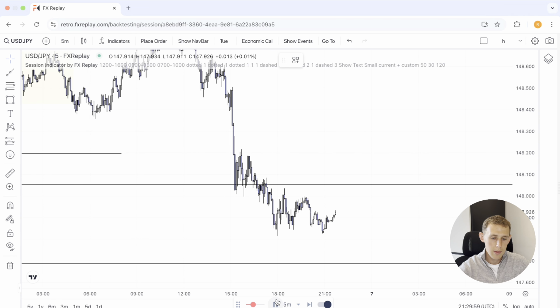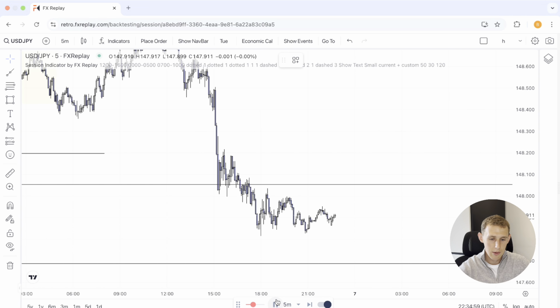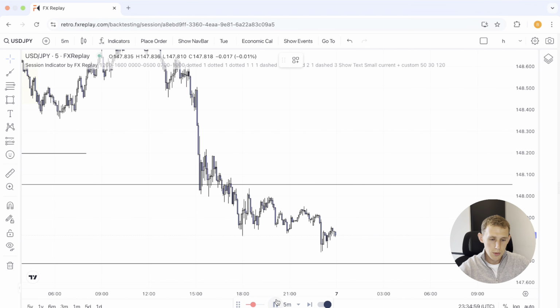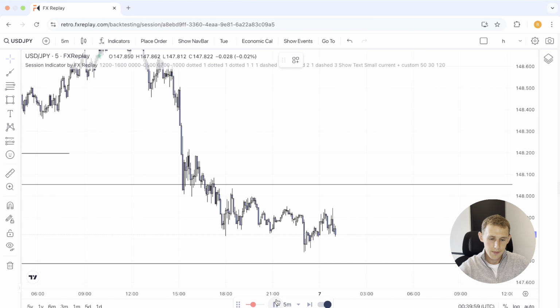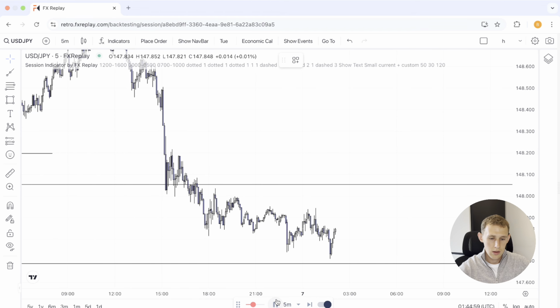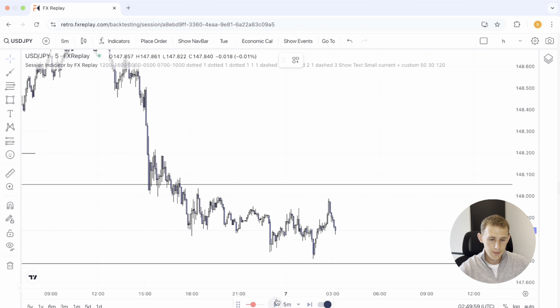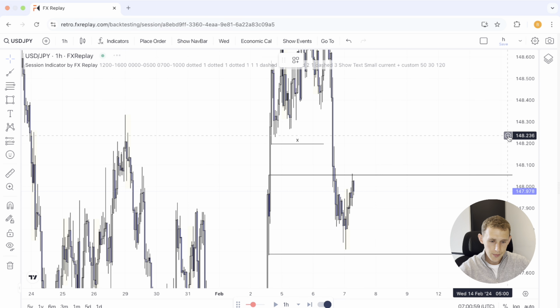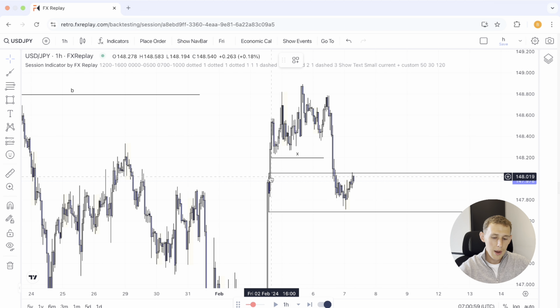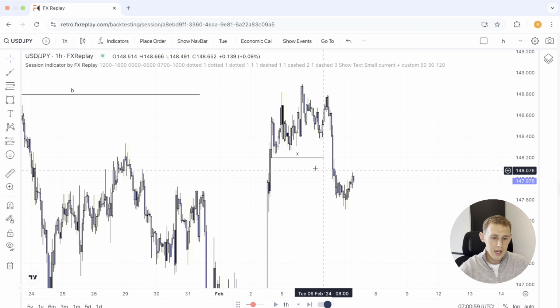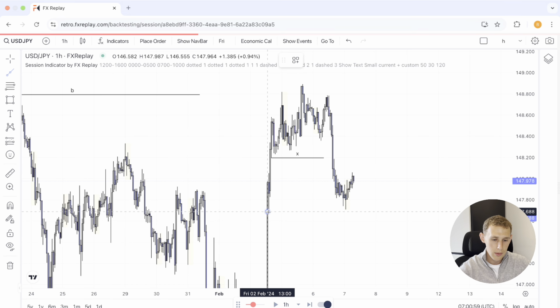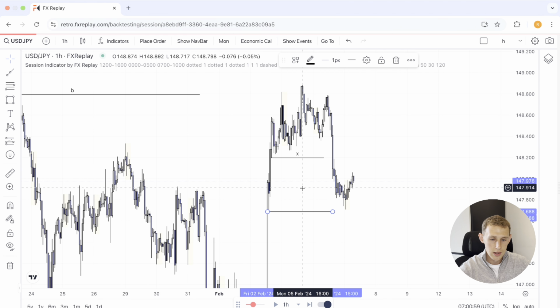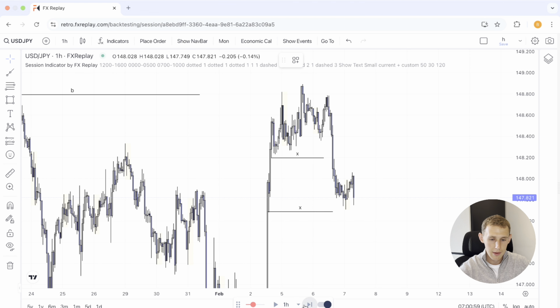Quite corrective at the moment, so just waiting to see how this plays out. A sweep of this demand would also be valid. Okay, fast forward Asia though. Obviously we're not trading Asian session. So what I would actually look for here now, because it didn't respect the sort of top of that demand, I would actually wait for a sweep of this low and the Asian low as well, which is just above.